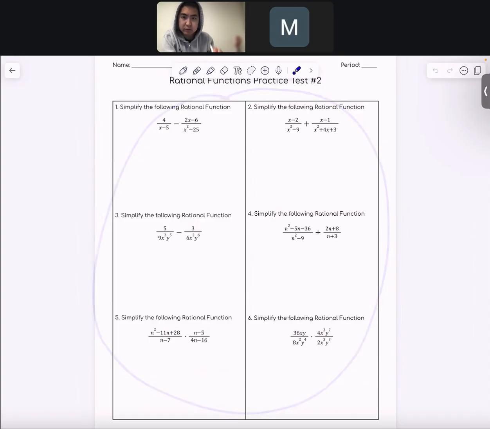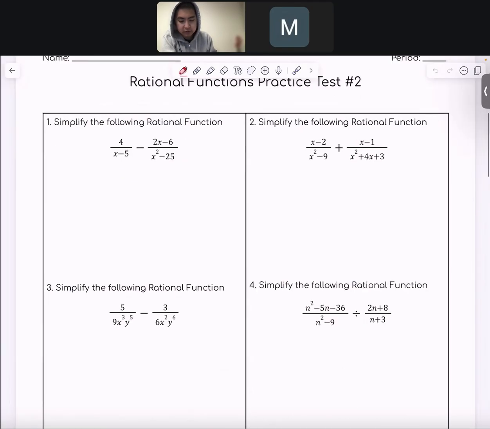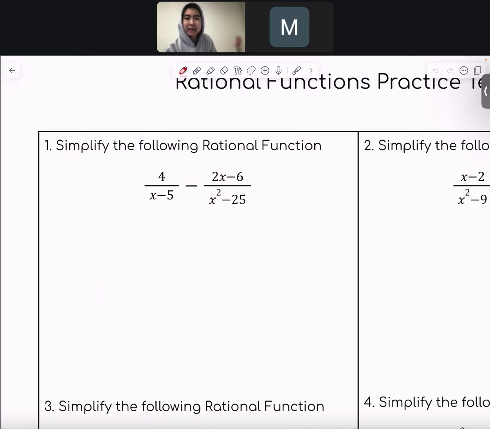Equations have equals signs, so you cannot, I repeat, you cannot, for the first 3, eliminate the denominators because you can only do that with equations. So for question number 1, we're subtracting these rational functions, so we need the denominators to be the same. So first, we have to factor the bottom. So this is like your difference of squares type stuff.